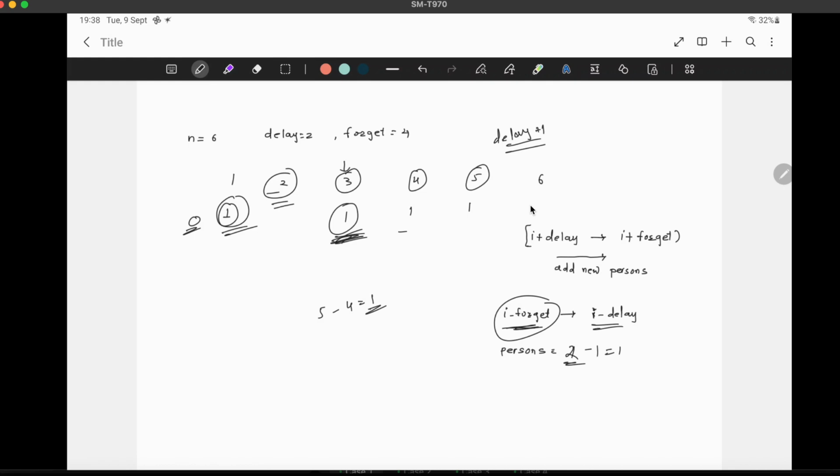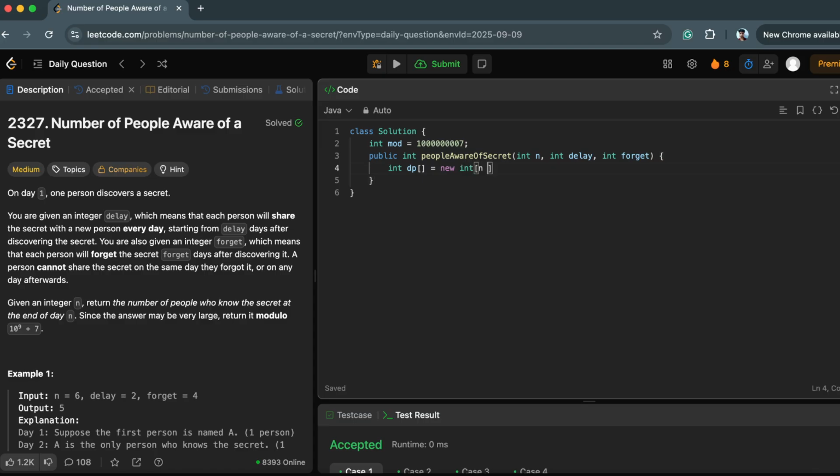So let me set the mod first. Mod is basically 10^9 + 7. Now what we can do is maintain a dp array, new int of n plus 1. Correct. So it is taking time to update. Now what you have to do is maintain the persons count, the new persons that we are adding. How many new persons, that is what we are adding. And dp of 1 is equal to 1.